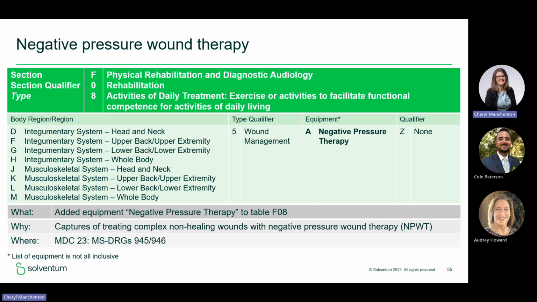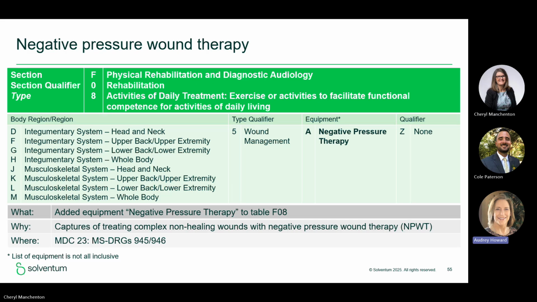Here's our next new code. Finally, these are going to be the last of the new procedure codes that we'll be discussing. And this includes specific codes that were created for negative pressure wound therapy. It's 8 new codes, and each specific code will depend on the site of where they are doing the negative pressure wound therapy. So they are located in table F08.